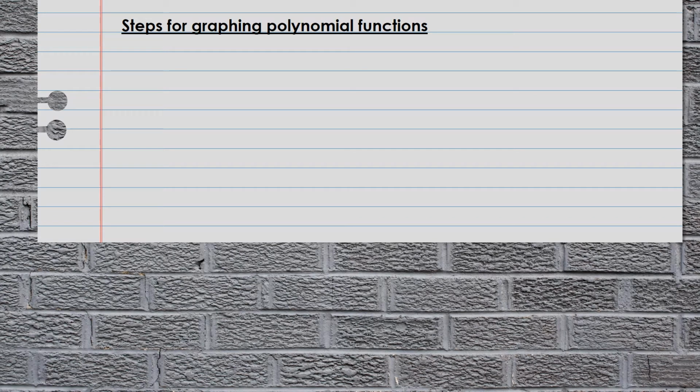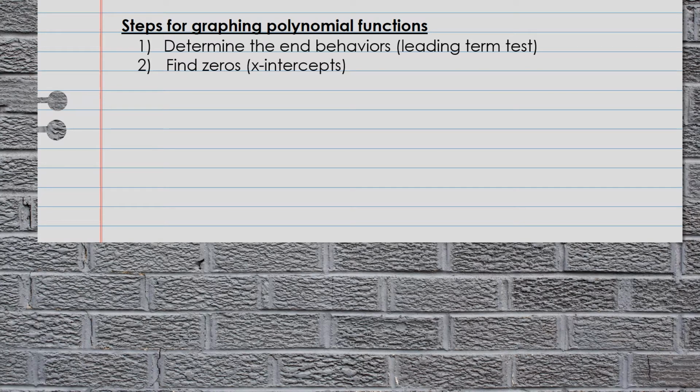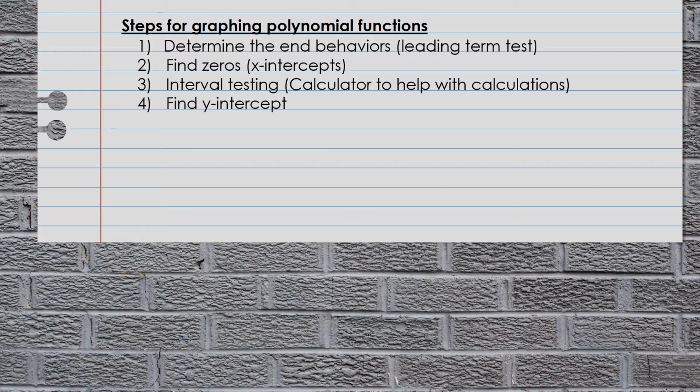Now let's look at some steps for graphing polynomial functions. The first step, we need to determine the end behaviors, and we do that by identifying the leading term. Step 2, we find the zeros, which means we're actually finding our x-intercepts. Step 3, we do interval testing, and we will use a calculator to help with the calculations. This is the new step we have not covered before. Step 4, we find the y-intercept. Step 5, create a t-chart. Step 6, we graph. And finally, step 7, we check all the characteristics.